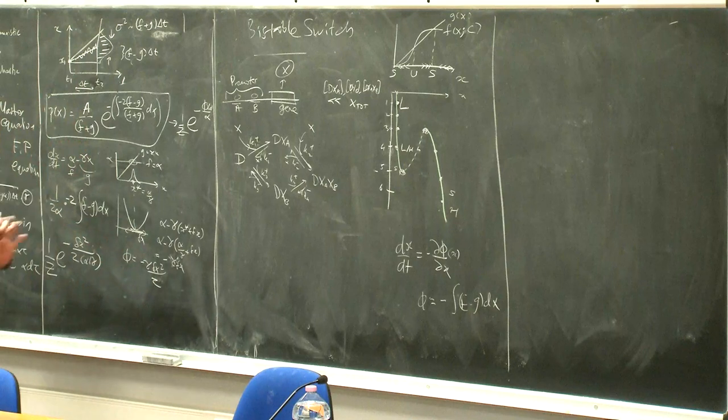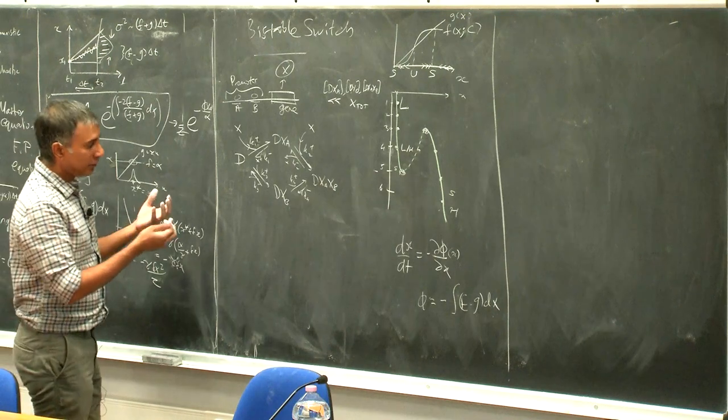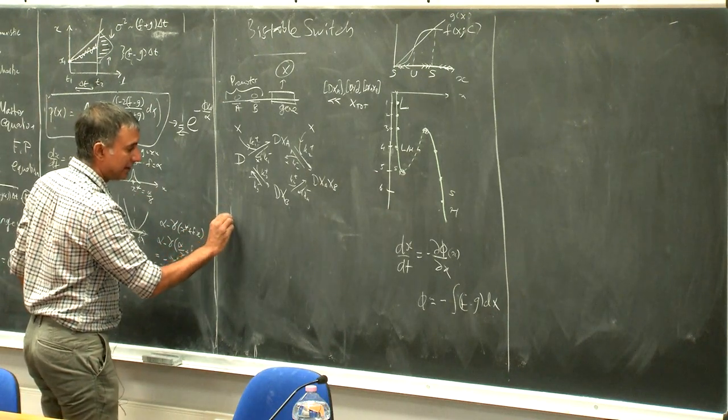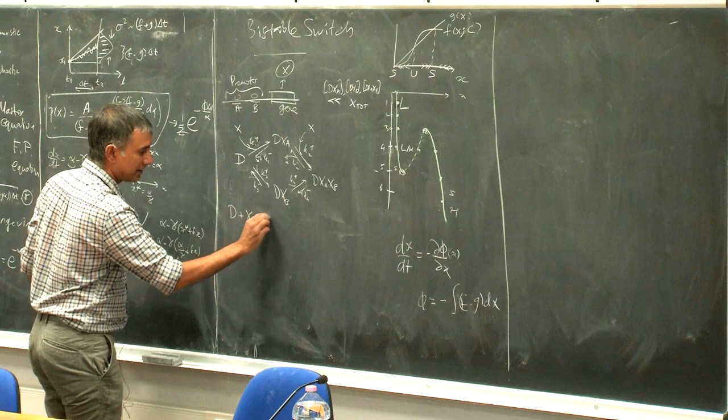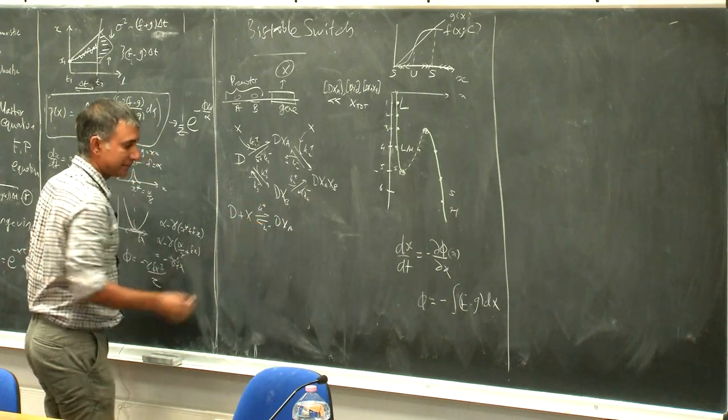And now, the way this development goes, this is the kind of thing you will see if you ever take a course on how gene expression is regulated and so on. I'm just trying to compress all that to motivate the homework problem, okay? So we have the following equation. We have D plus X gives DXA, with rates k plus and k minus, right?